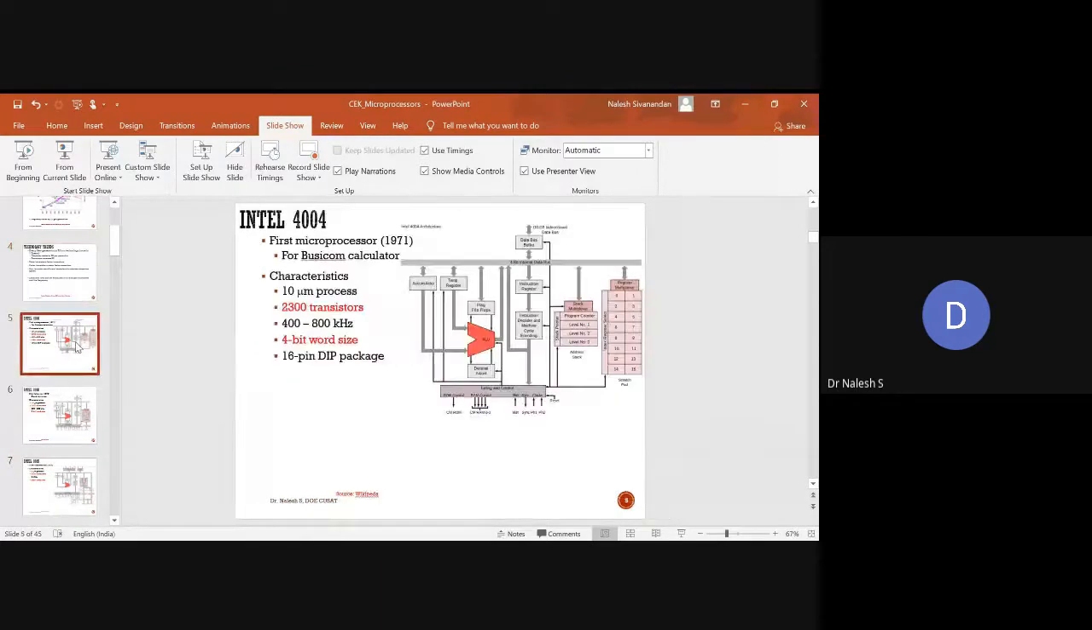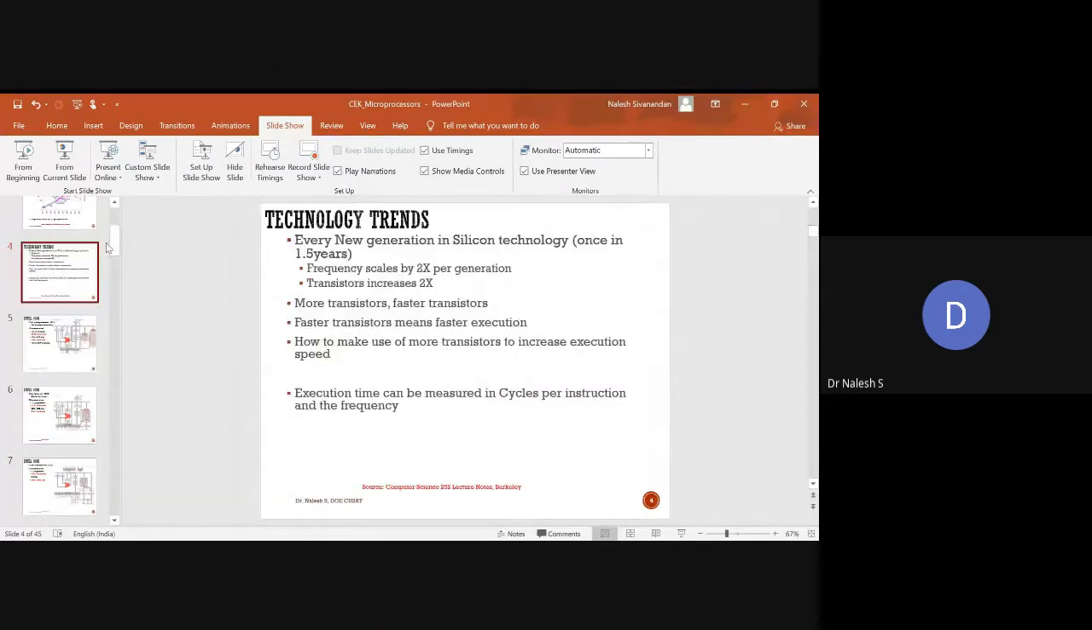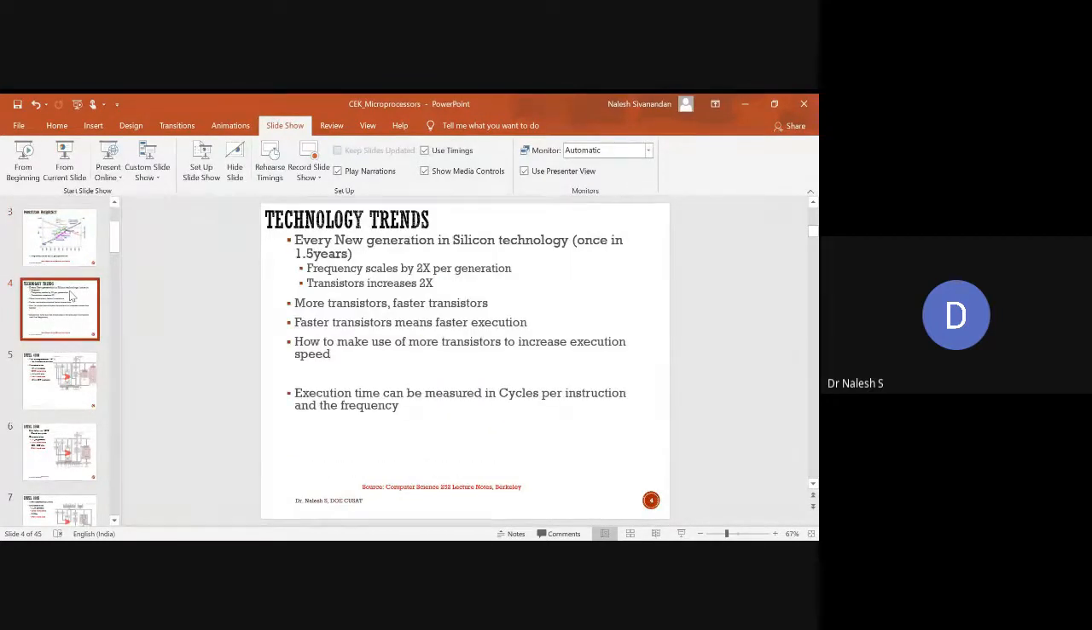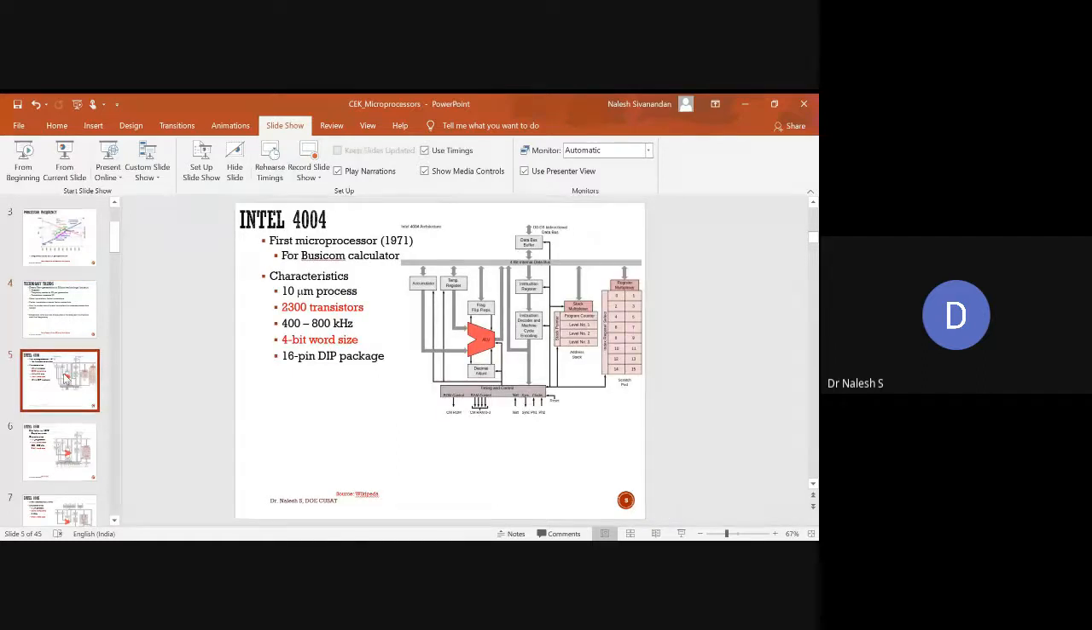Okay, so we were in the third slide, right? In the third slide, I talked about processor frequency, and then what are the changes happening with technology? That is, you have more transistors, faster transistors. How do you make use of these faster transistors? So once you come to the first microprocessor, I'm in the fifth slide, so it is visible, right? Yes, it's in the fifth slide. Okay.